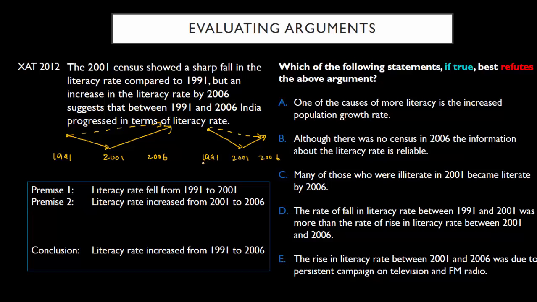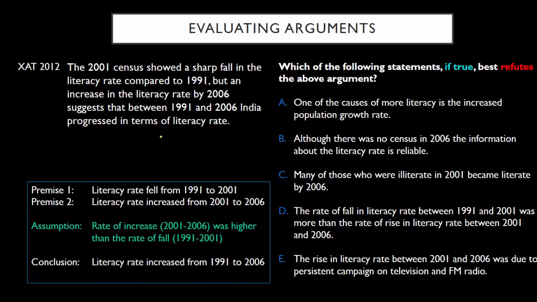However, from 1991 to 2006, there is a decrease, which means whatever is the rise has to be much higher than the fall that has happened, and that is what is assumed in this particular argument, because he is concluding in this particular case that overall there has been an increase. So the rate of increase from 2001 to 2006 was higher than the rate of fall. That is what is being assumed in this particular argument.